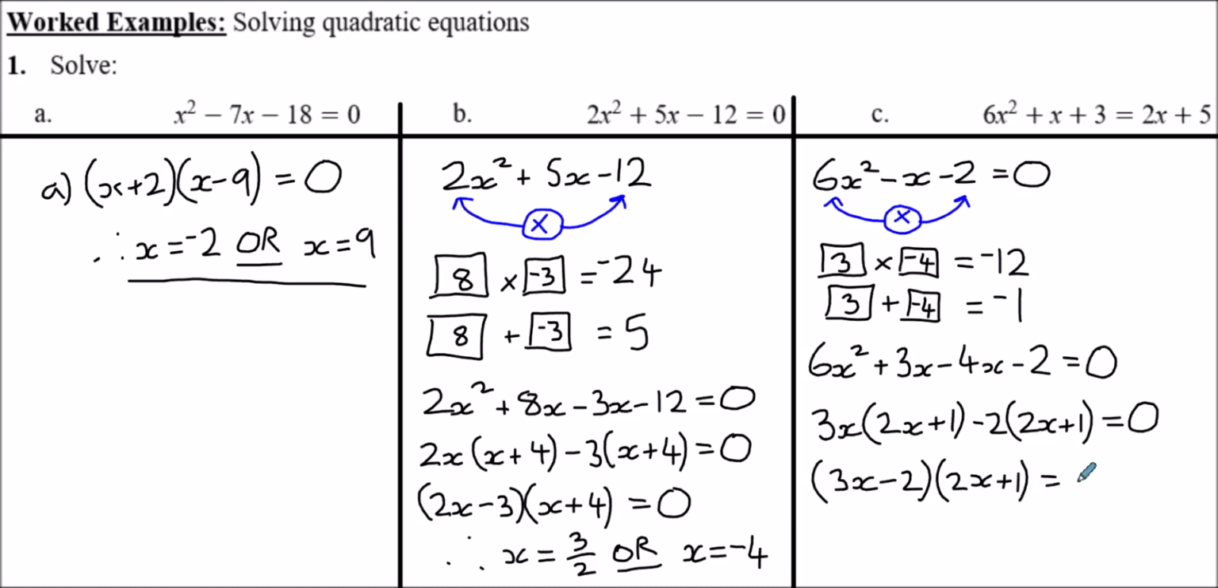Then the same logic applies. If this bracket's equal to 0, it works. And so if this bracket is equal to 0, x would have to be 2/3. So either x is equal to 2/3, or x might have a value that makes this bracket equal to 0. If 2x plus 1 is 0, x would have to be negative 1/2.